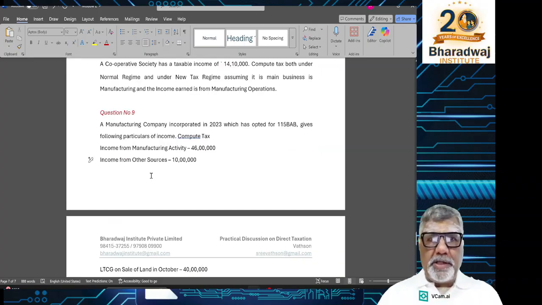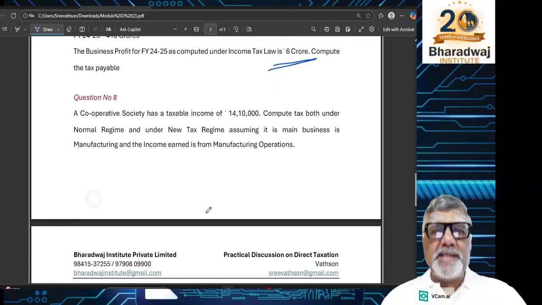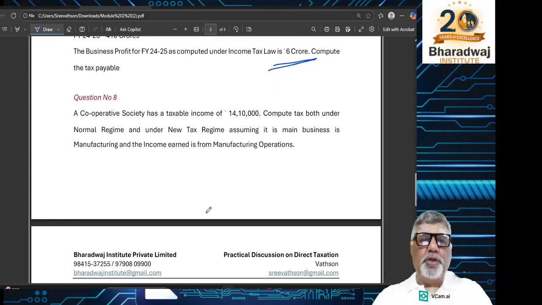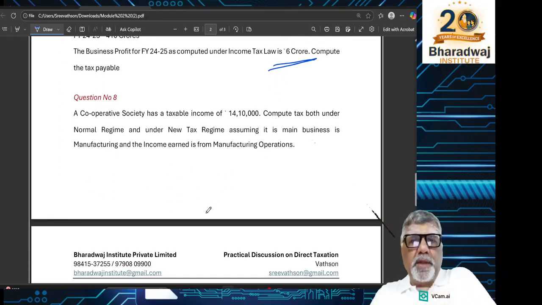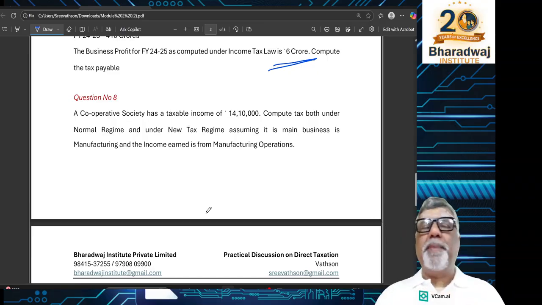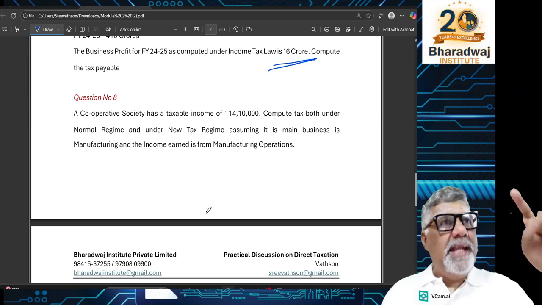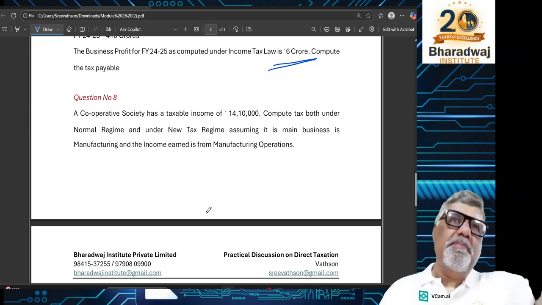A cooperative society has a taxable income of 14 lakh 10,000. Compute tax under both normal and concessional, assuming its main business is manufacturing and income is earned from manufacturing operation. Cooperative society: first 10,000, 10%. Next 10,000, 20%. Balance 30%.